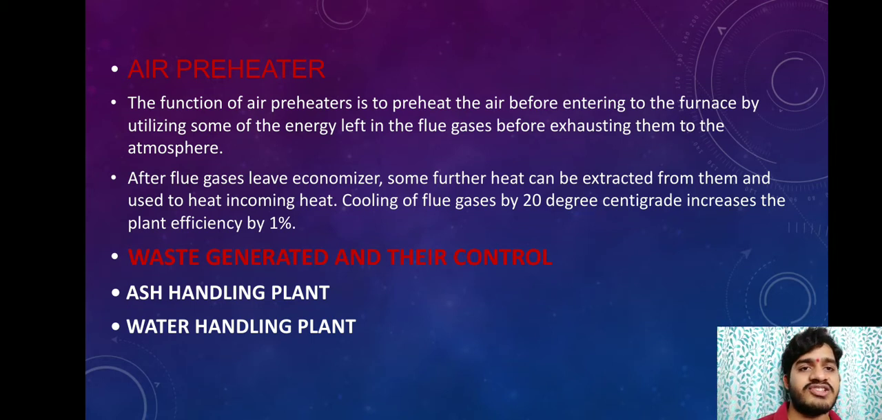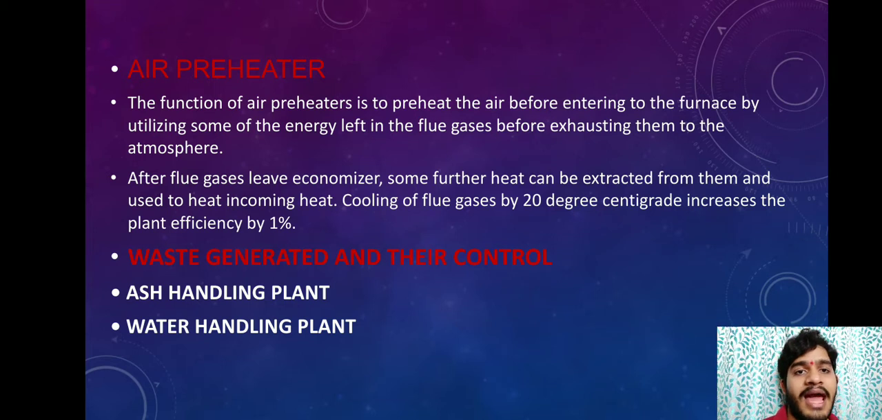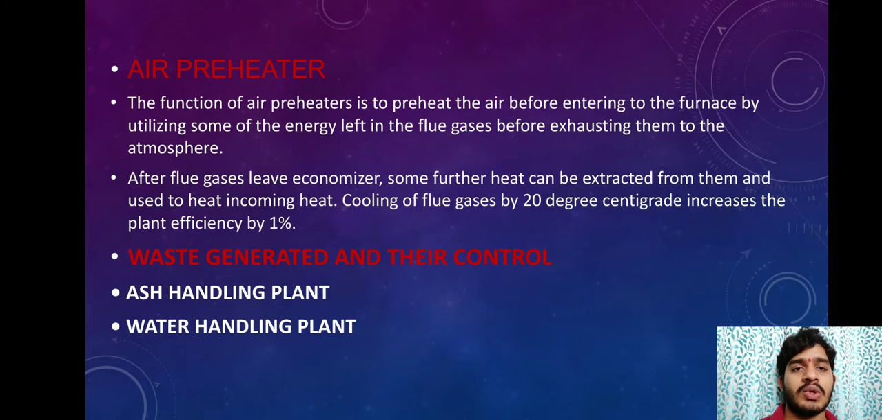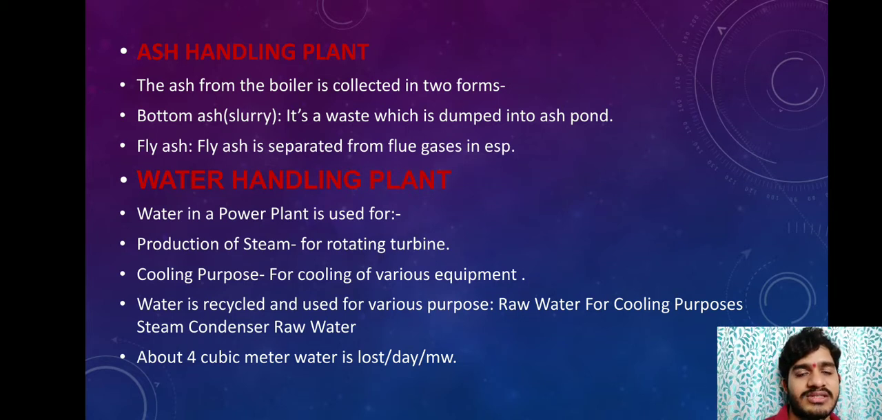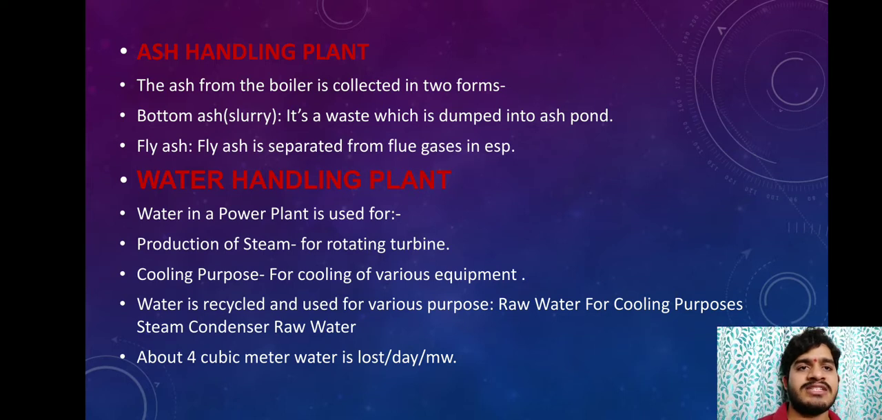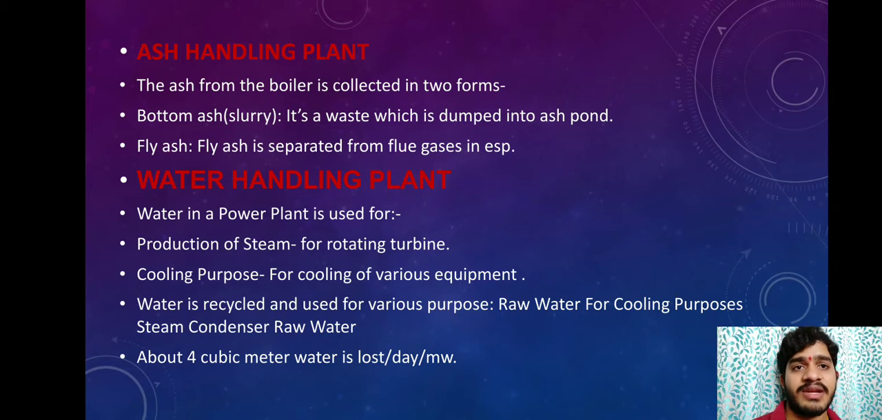And then the waste generated and its control. Ash handling plant and water handling plant, these two plants are used to control the waste generated by the plant. Ash handling plant: the ash from the boiler is collected in two forms. Bottom ash slurry, which is clay-like, is a waste that is dumped into an ash pond. And fly ash is separated from the flue gases.